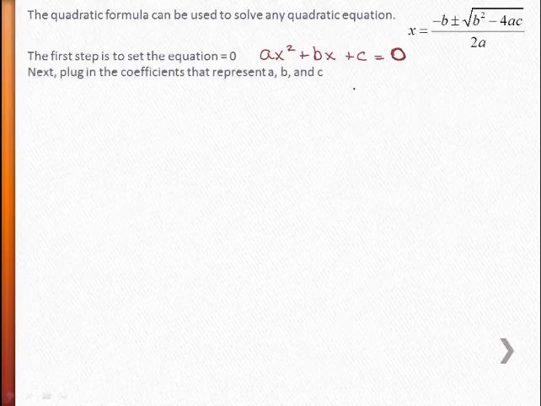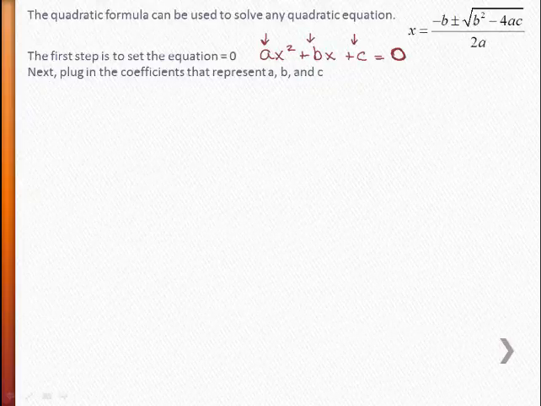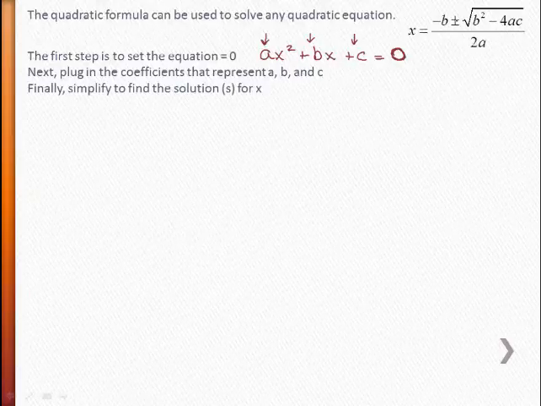Then we plug in the coefficients that represent a, b, and c. So we take these numbers with their associated signs, positives or negatives, and we plug them in for b, a, and c here. Then we simplify to find the solution or solutions for x. Now most of the time there will be 2, but sometimes you'll have 1 or none.